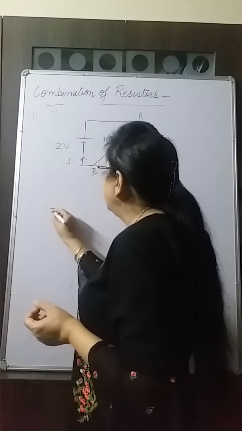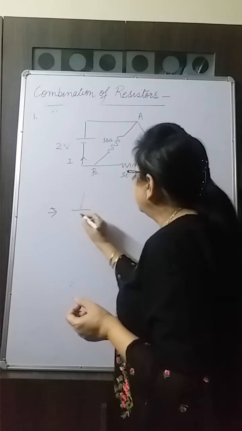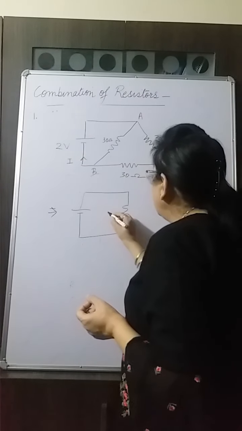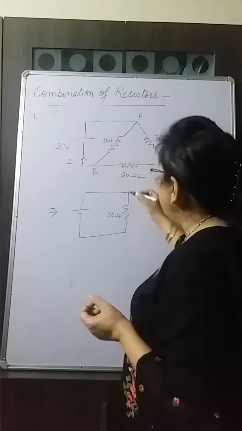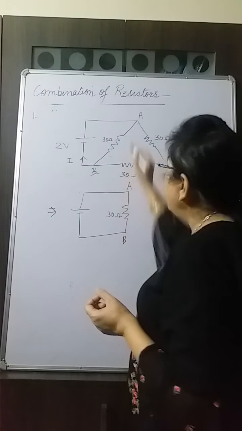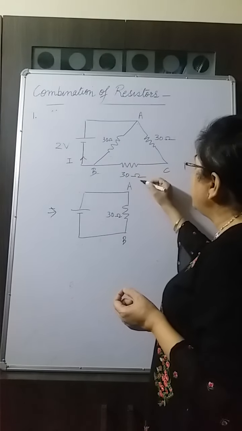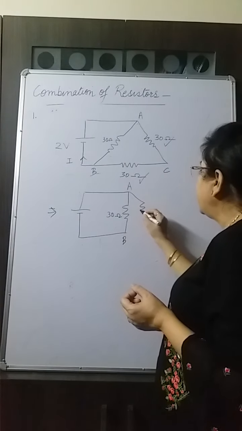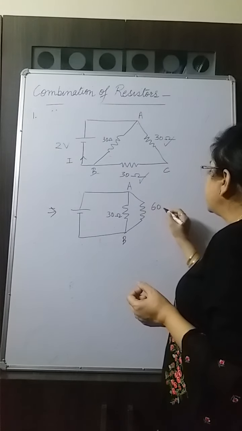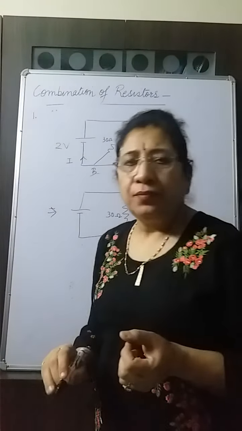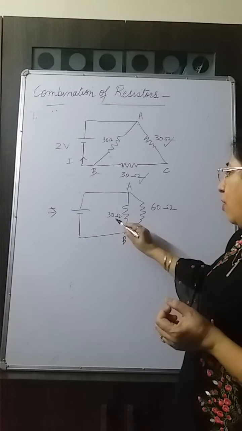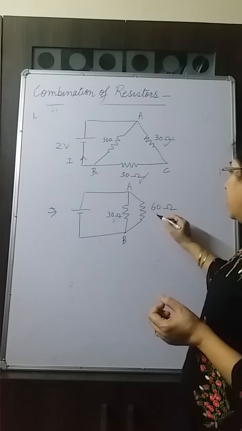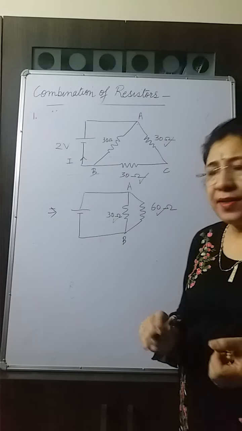will reduce to, keeping this arm AB here, 30 ohm, and the series combination of 30 and 30 makes it 60. So we will get here 60 ohms. Now the equivalent combination has become parallel resistors, 30 ohm and 60 ohm.